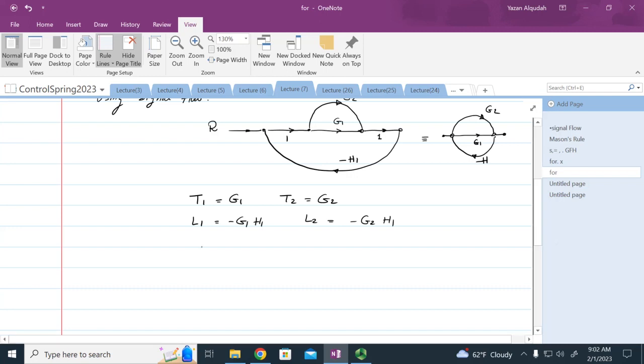Okay, so therefore, delta is equal to 1 minus L1 plus L2, which is equal to 1 plus G1 H1 plus G2 H1. What is delta 1 equal to? If I remove the forward path, there are no loops left. So delta 1 is equal to 1. What is delta 2 equal to?